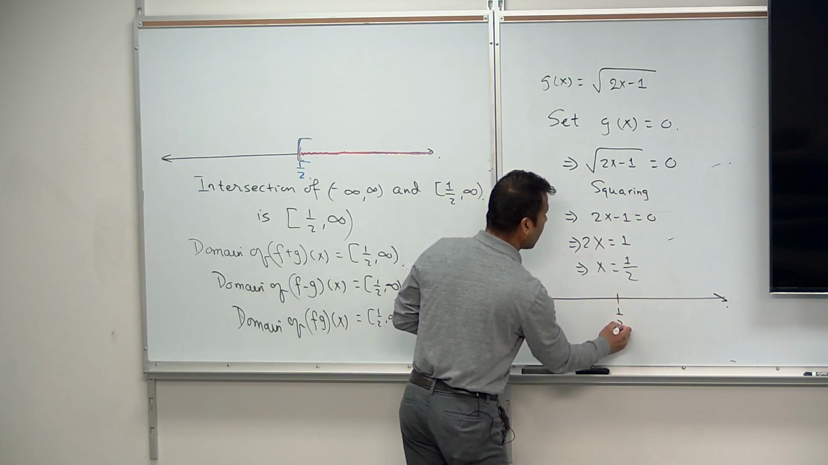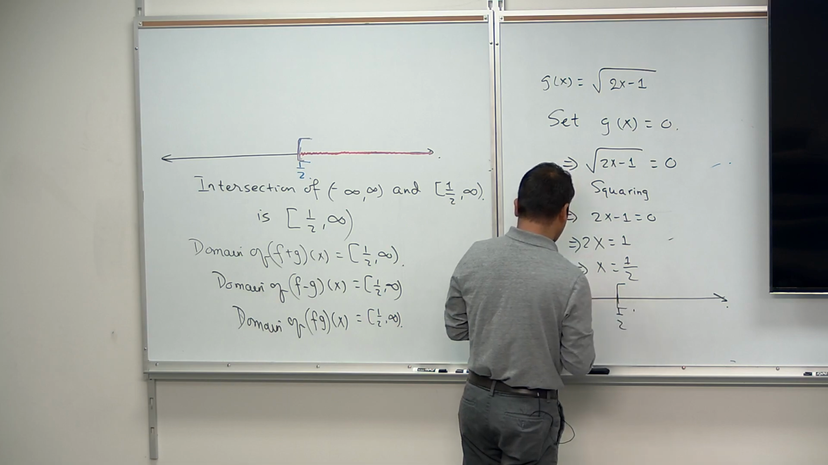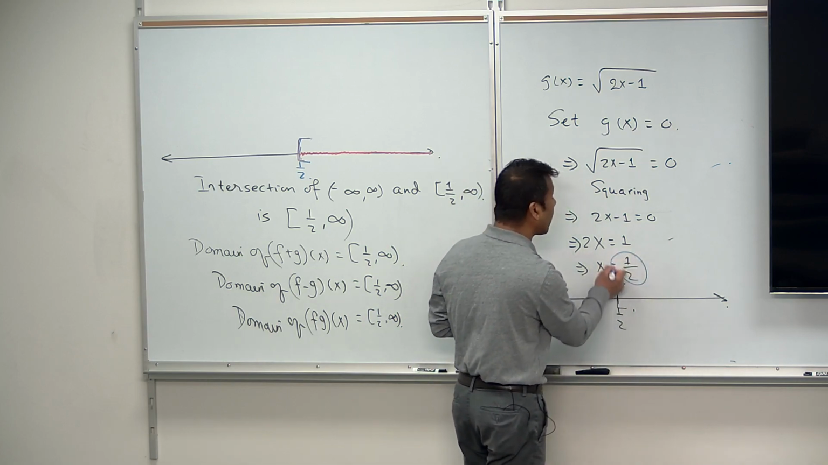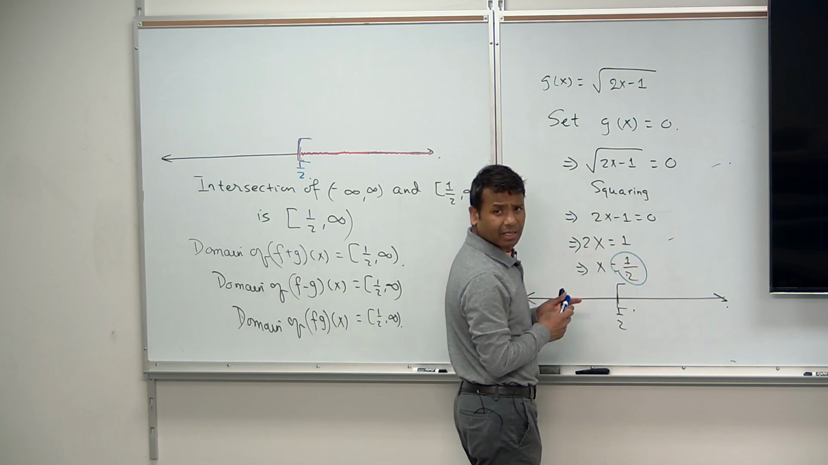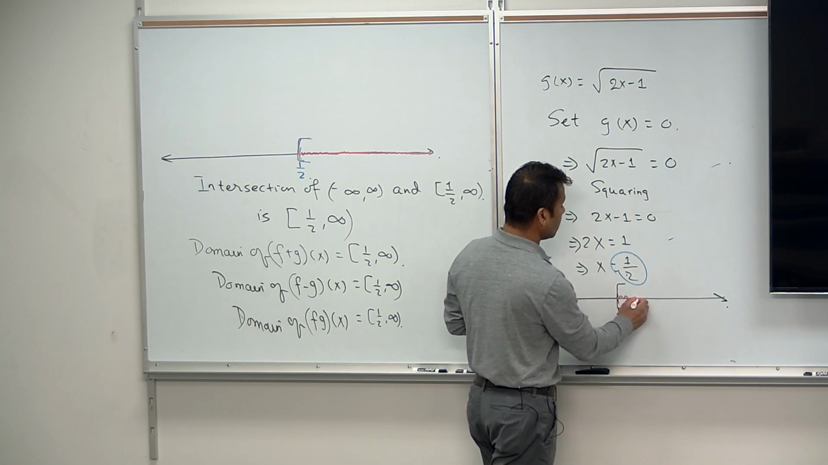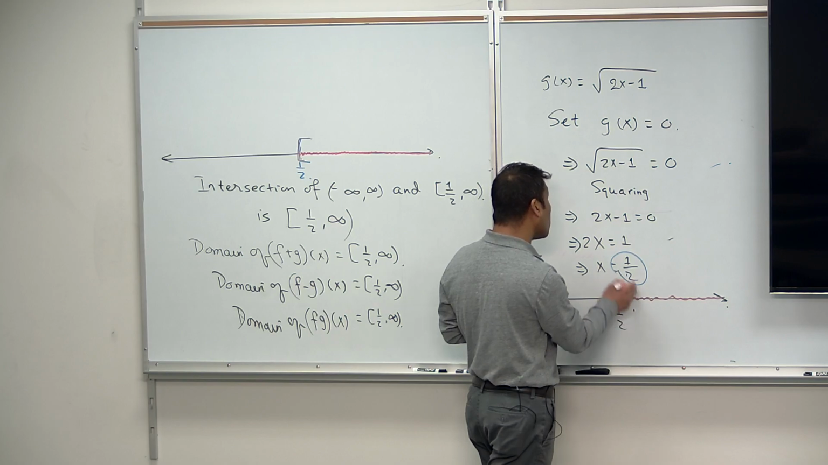So this is 1/2 comma positive infinity, right? From here, you have to exclude 1/2. That makes sense, right? So now from here, you see that? So this is the intersection, right? So from here you have to exclude 1/2.